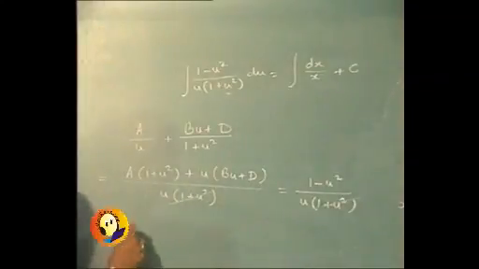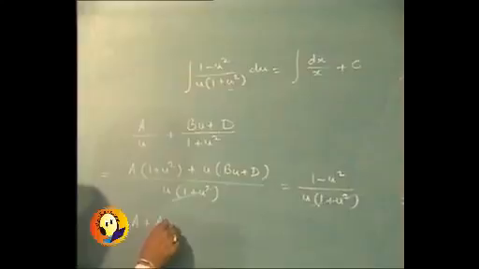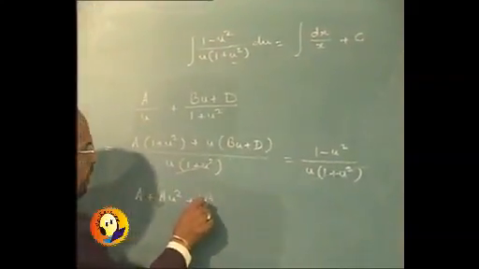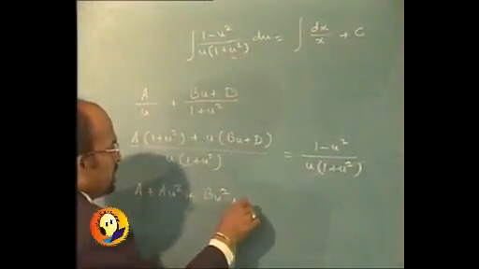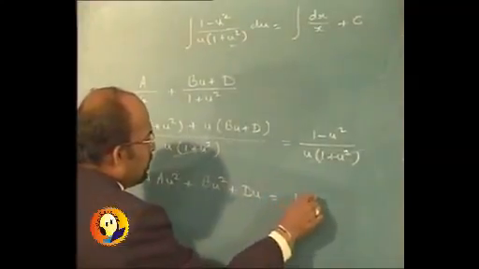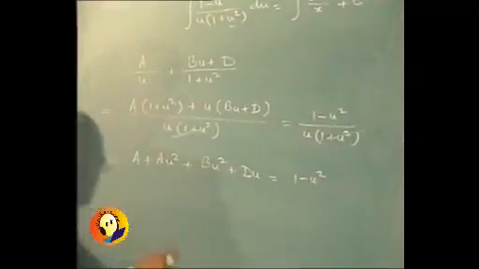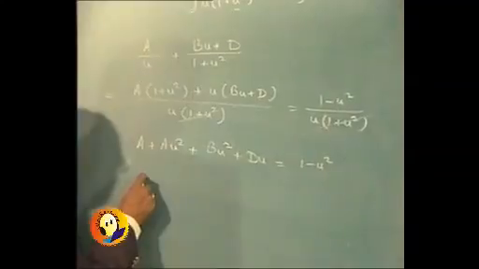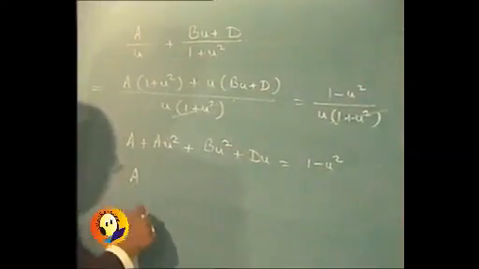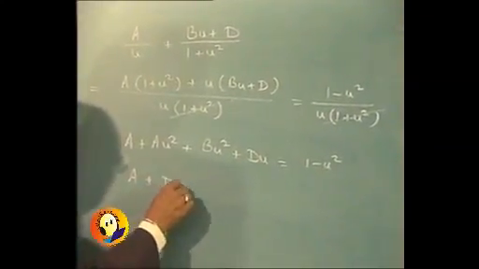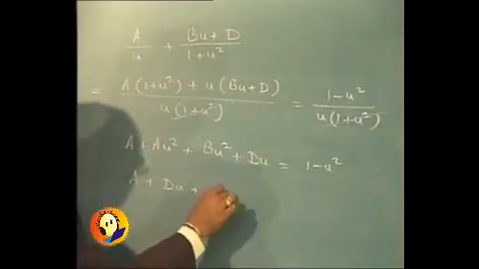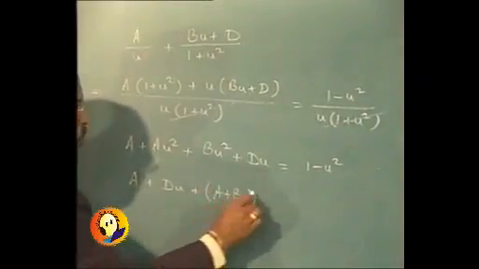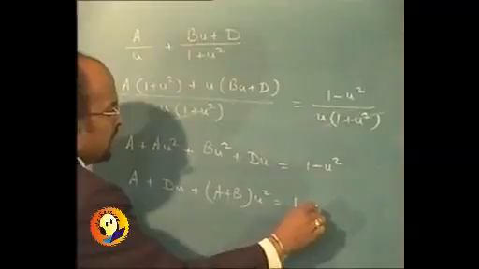Multiply by the constants and separate out the terms. So it is a plus au square plus bu square plus du equal to 1 minus u square. So we can collect the terms as constant first, that is a plus du, plus we have a plus b into u square equal to 1 minus u square.